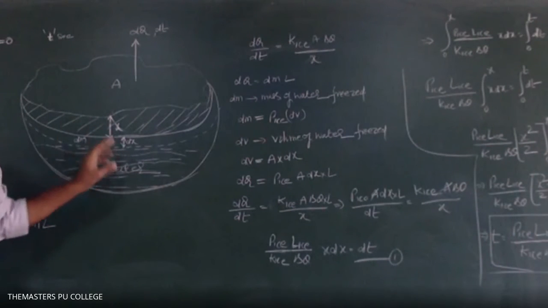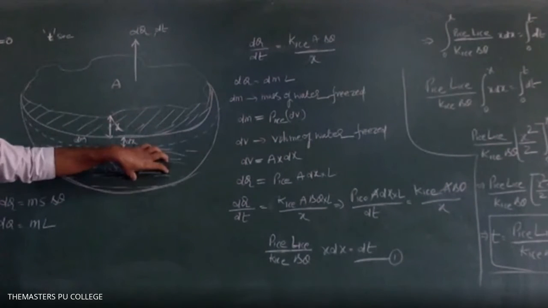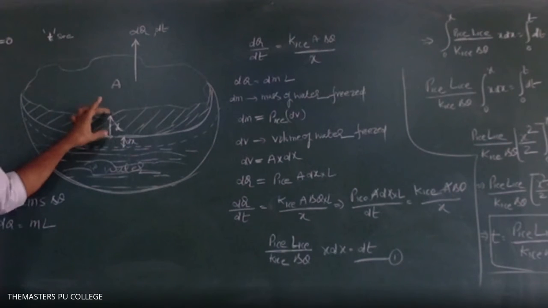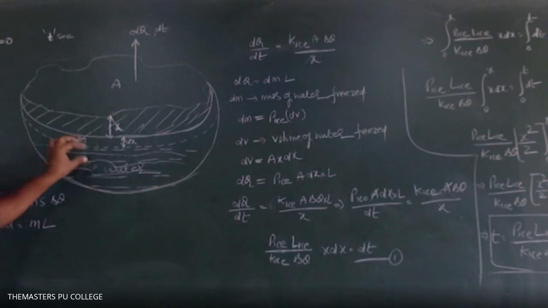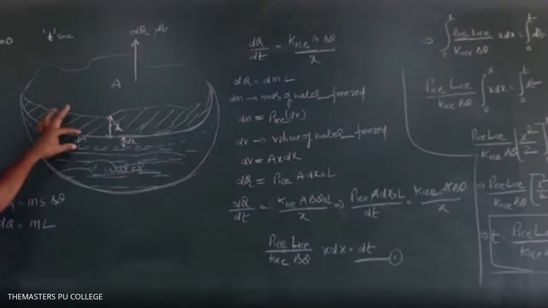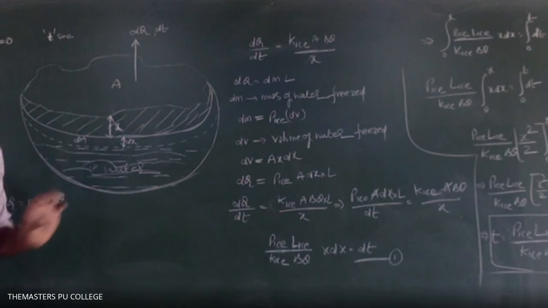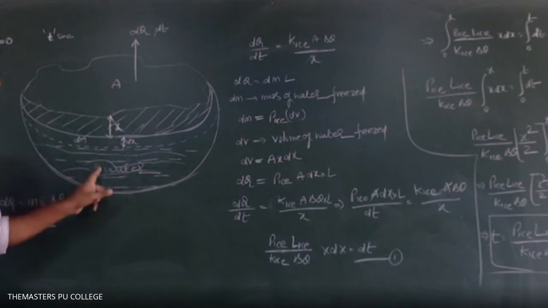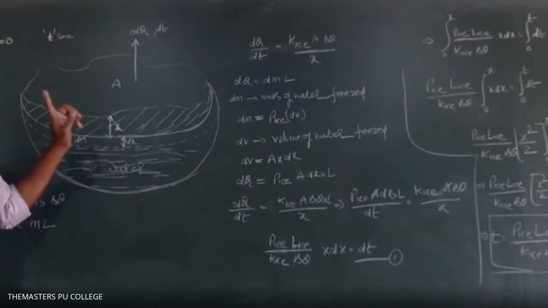So at an instant, let dq amount of heat flow from the water to the atmosphere through this ice layer of thickness x in a dt time interval. Then dm amount of the water is frozen into ice. So dm amount of water frozen into ice means the ice layer thickness was increased by dx. Definitely, water freezing into ice means the ice layer thickness will increase.